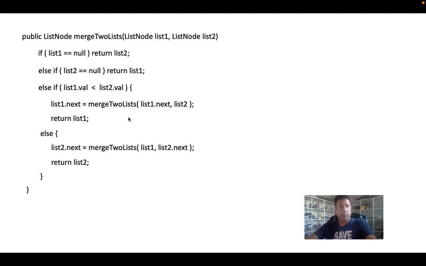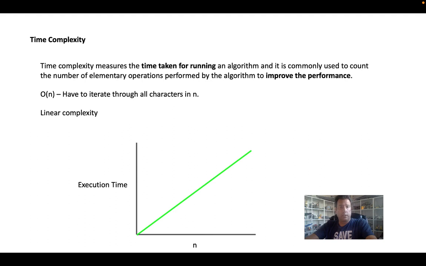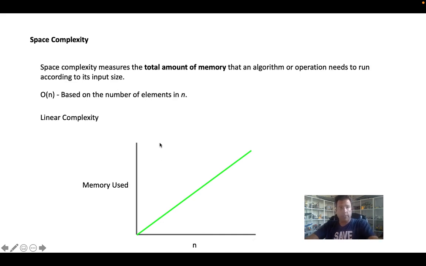All right, so let's go through the time and space complexity. So again, time complexity, measure the time it takes. As you increase list 1 and list 2, it increases the time. Pretty straightforward, linear complexity. And space complexity is the same thing. As you increase list 1 and list 2, the values in there, it just uses more space.